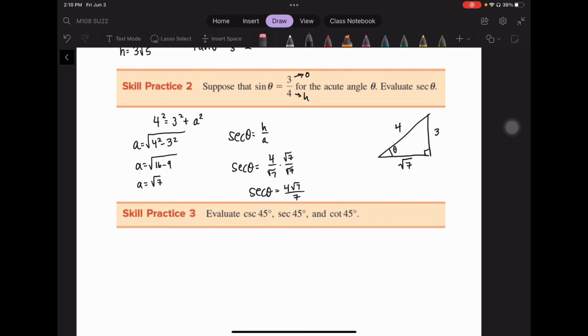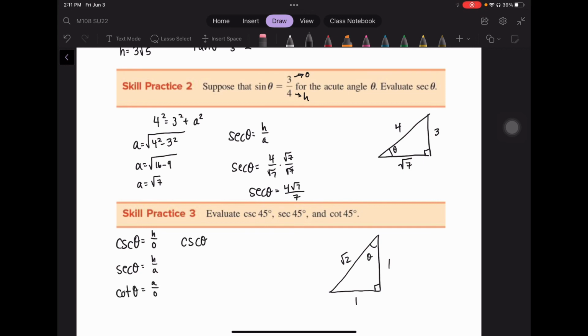Skill practice 3, evaluating cosecant of 45, secant of 45, and cotangent of 45. Remember our 45, 45, 90 triangle. Cosecant of theta is equal to the hypotenuse over opposite as it's the reciprocal of sine. Secant of theta is hypotenuse over adjacent as it is the reciprocal of cosine. And cotangent of theta is adjacent over opposite.